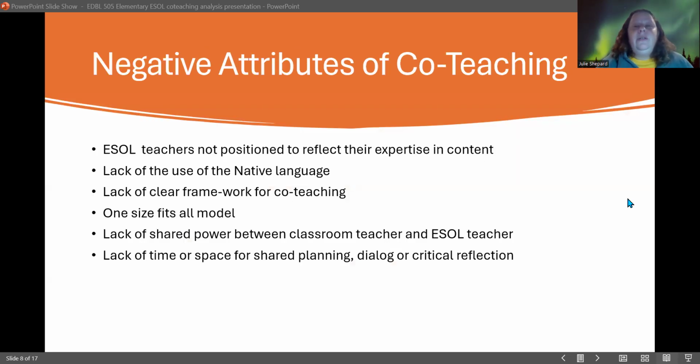The negative attributes of co-teaching, of course, there's negatives to everything. ESL teachers are not in their expertise content. A lot of ELL teachers get their credential in ESOL, but maybe they have a background in social studies, or maybe in English. Depending on their background, now they're teaching in all content areas that might not be their strong point.